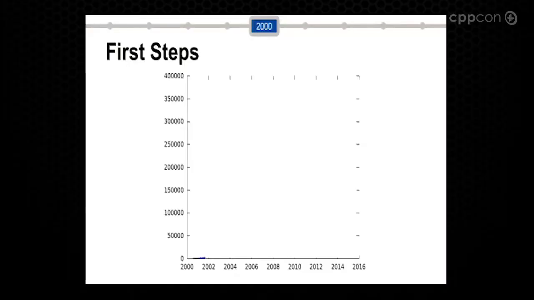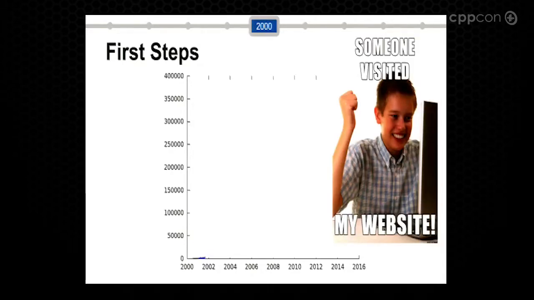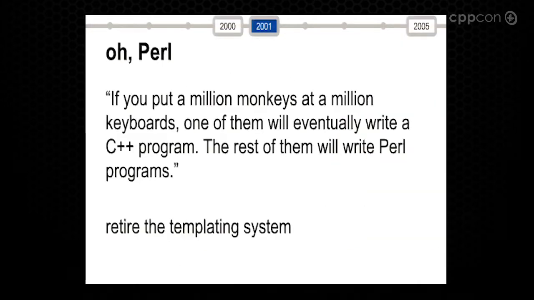And I set up the website, and I started getting some traffic. So this graph, which I'll fill out a little bit more later, shows the number of unique visitors per month. And so around 2000, I started getting actual people visiting the website. Hilarious. It was great. Unfortunately, yeah, Perl.